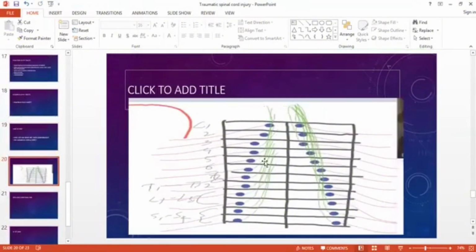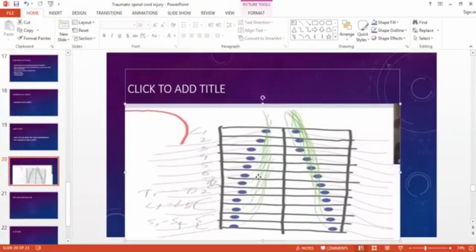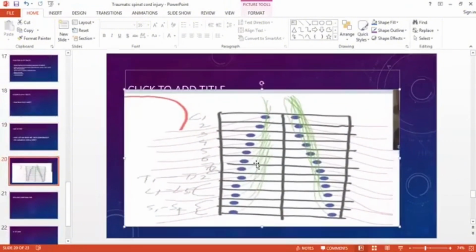Okay, now this is a very important concept to understand. C5 has lower motor neuron disorder, but all the segments lying below C5 will have an upper motor neuron disorder. Why so? Now listen, C6, C7 and all the way to the bottom have an injury to their corticospinal tracts. That means they have an injury above their anterior horn cells.